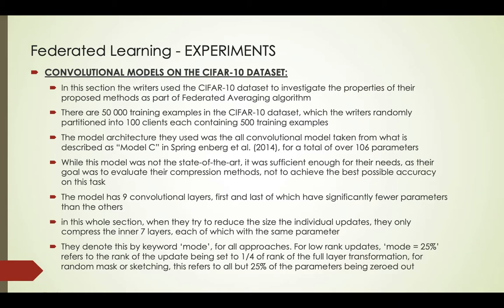For low rank updates, mode equals 25% refers to the rank of the update being set to a fourth of the rank of the full layer transformation. For random mask or sketching, this refers to all but 25% of the parameters being zeroed out.